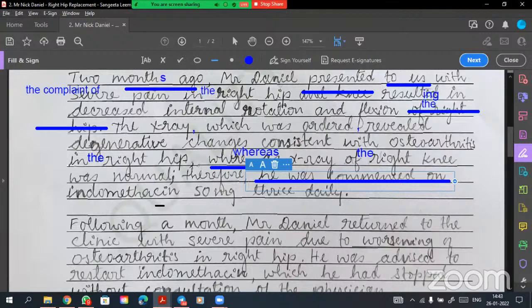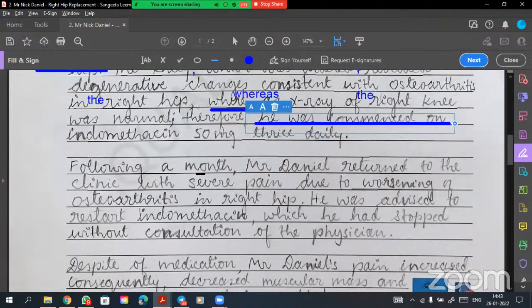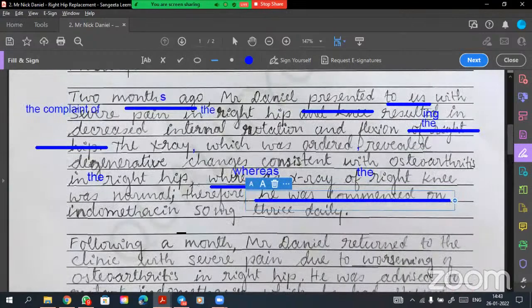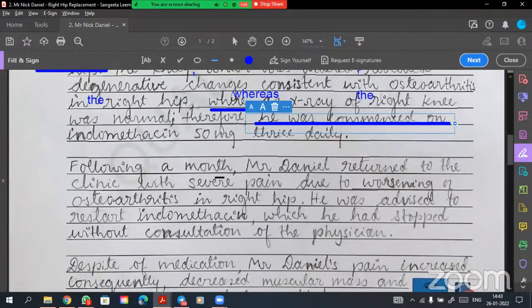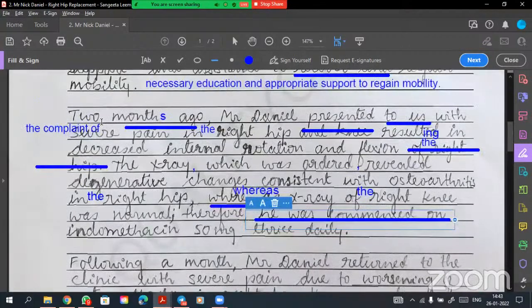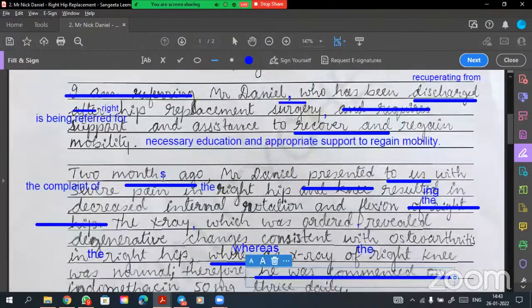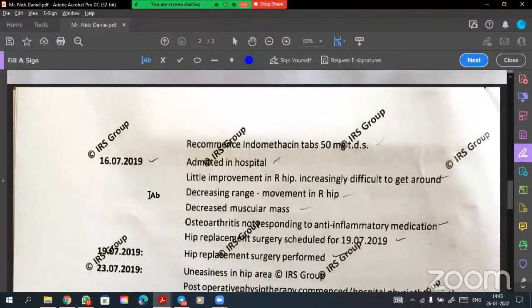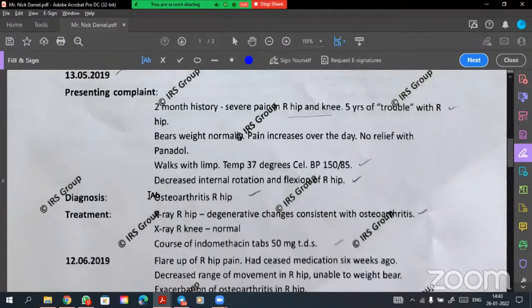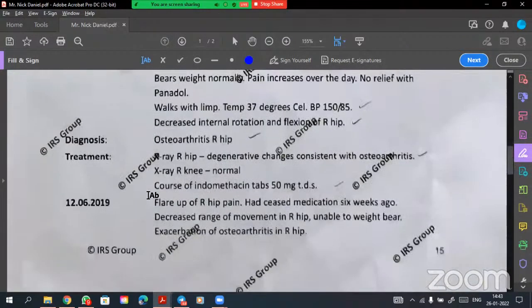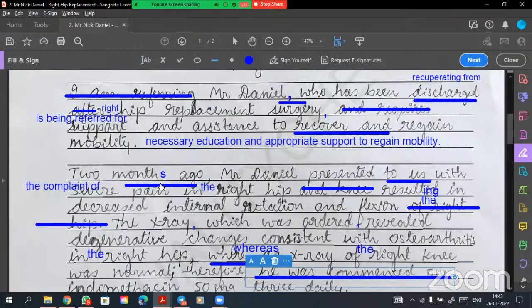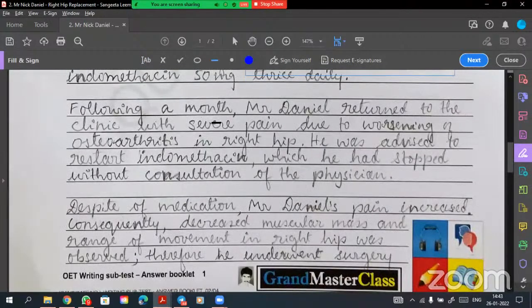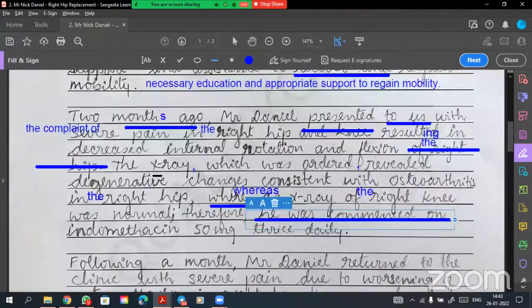Okay. Next one, following a month. Here you are writing 2 months ago and you are saying following a month. So here, 2 months ago, why did you write 2 months ago? The date was not given. Date was there. You should have written the date. Now here there is a confusion: 2 months ago and following a month. What is this confusion here? You could have given the date there.